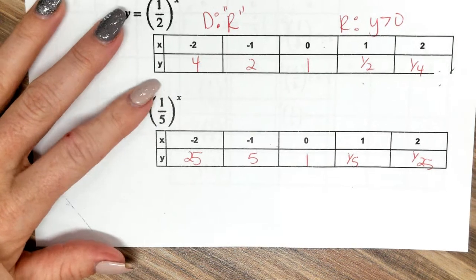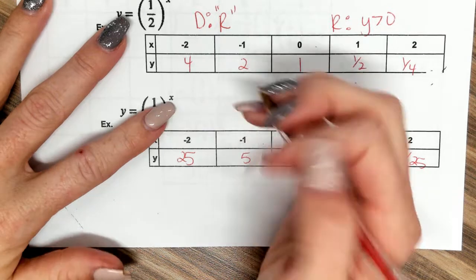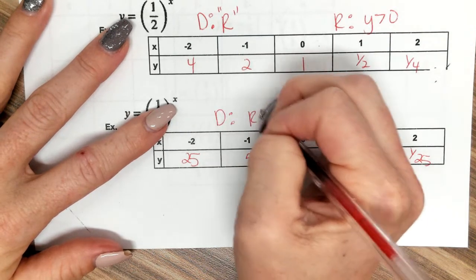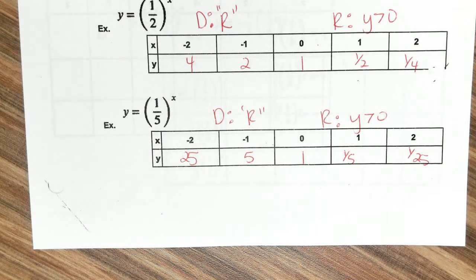Okay, did you fill out your table like I did? What was your domain? All real numbers. What was your range? Y is greater than 0. Good.